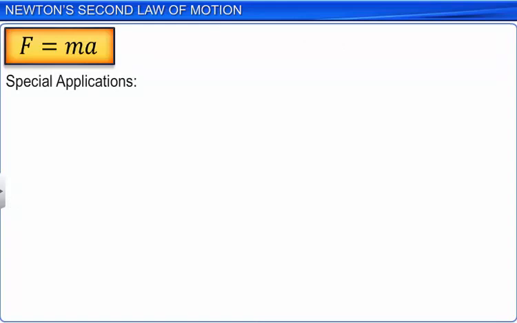When no force is applied on a body, there is no acceleration in its motion, since the mass of the body cannot be equal to 0. This is one way to write Newton's second law of motion.